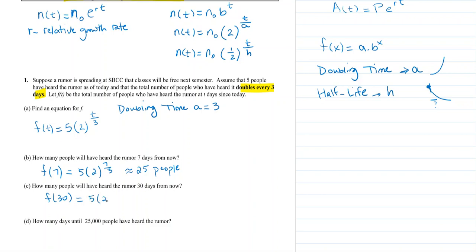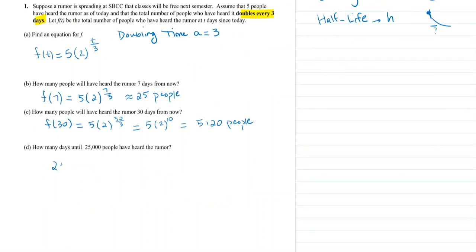5 times 2 to the power 30 over 3, and that equals 5 times 2 to the 10, or you can just put it just like that in the calculator, which is 5,120 people. Now in the next question, they don't give you the input, they give you the output. They say how many days until 25,000 people have heard the rumor. So for that, we would have to use that same function, but now put 25,000 for the output for f of t, and then solve for t.